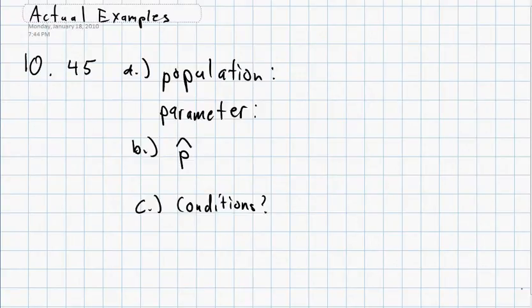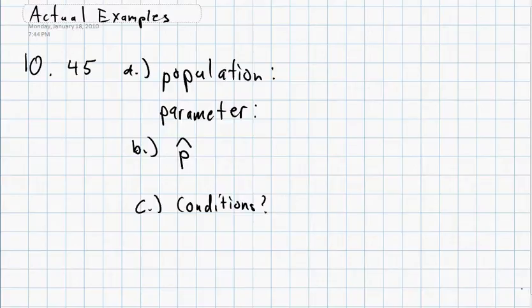All right, we're back with number 1045. For this, they give you a situation, and you needed to first, for A and B, find what the population and the parameter were. And then for B, they wanted you to find the sample proportion that we would use to estimate the true proportion P. And then C wants you to check the conditions to see if the conditions are met. Okay, there's no real actual solving of this problem. You just have to read it and answer those three parts.